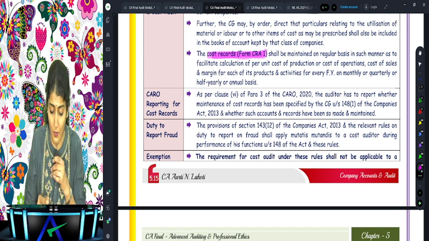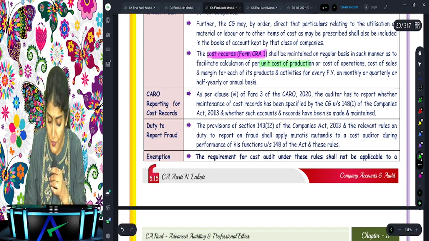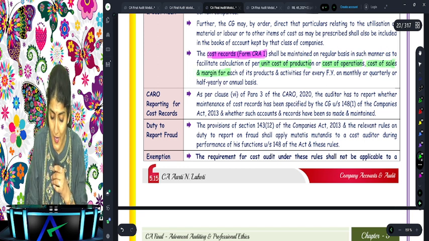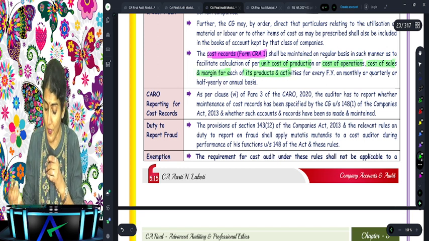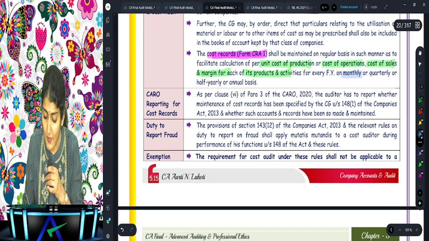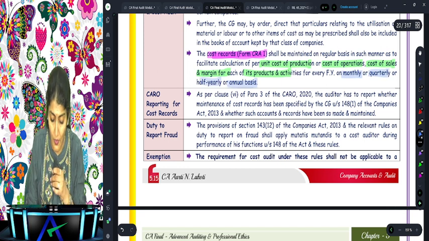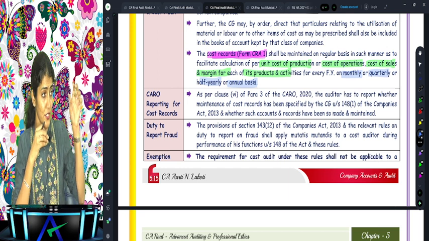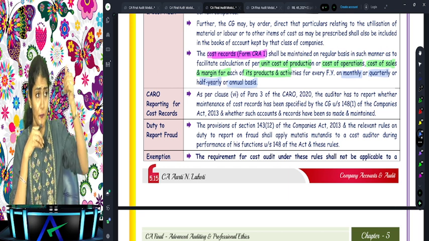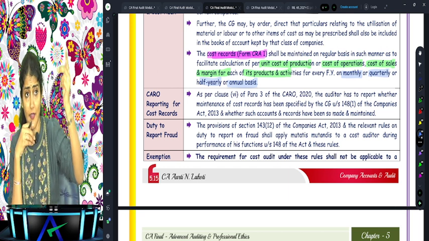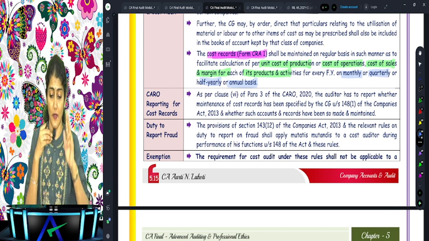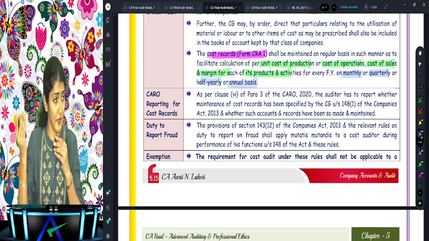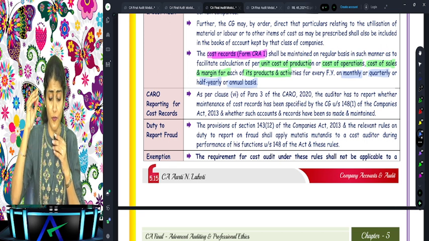What are cost records? They give the unit cost of production, cost of operation, cost of sales, or margin of a product, of each of its products or activities, on a monthly, quarterly, half yearly, or annual basis. That is the definition of the cost records. Are you all with me? Right, that is the definition of the cost records.